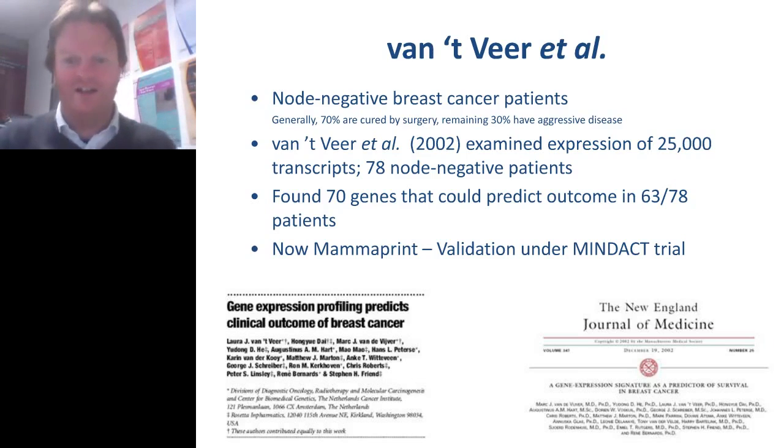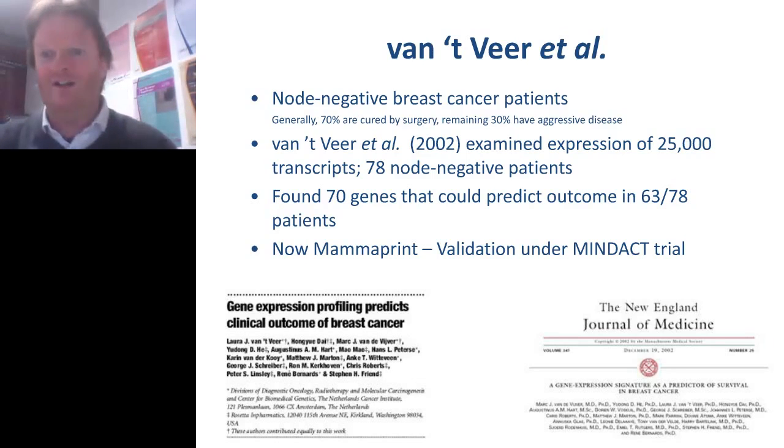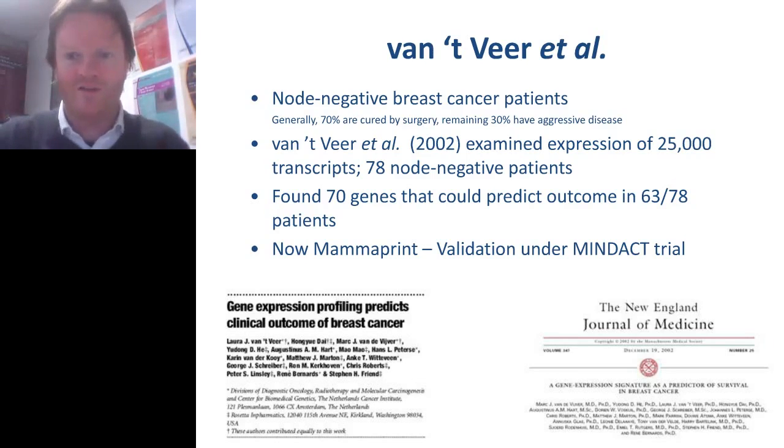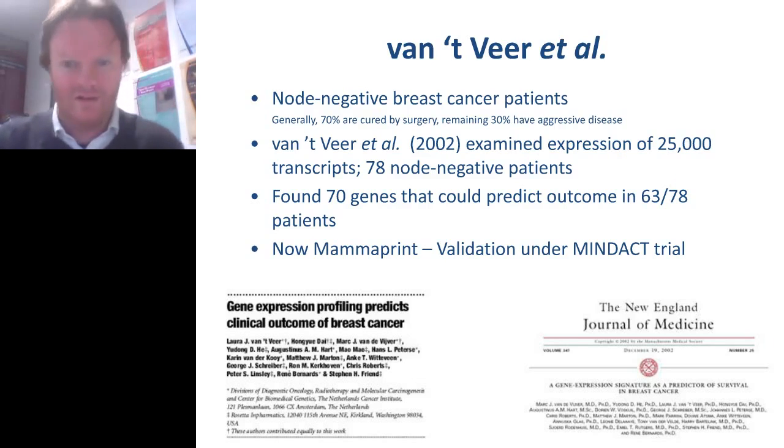Oncotype DX and the TAILORx trial work pretty similarly, where instead of using 70 genes, Oncotype DX measures 16 genes and 5 control genes by a QRT-PCR assay, and again determines the need for adjuvant chemotherapy in early stage lymph node negative breast cancer patients. So patients with a high Oncotype DX recurrence score should get chemo. Patients with a low recurrence score are spared chemotherapy, and patients that have an intermediate score within the TAILORx trial were randomized to receive either chemotherapy or no chemotherapy.